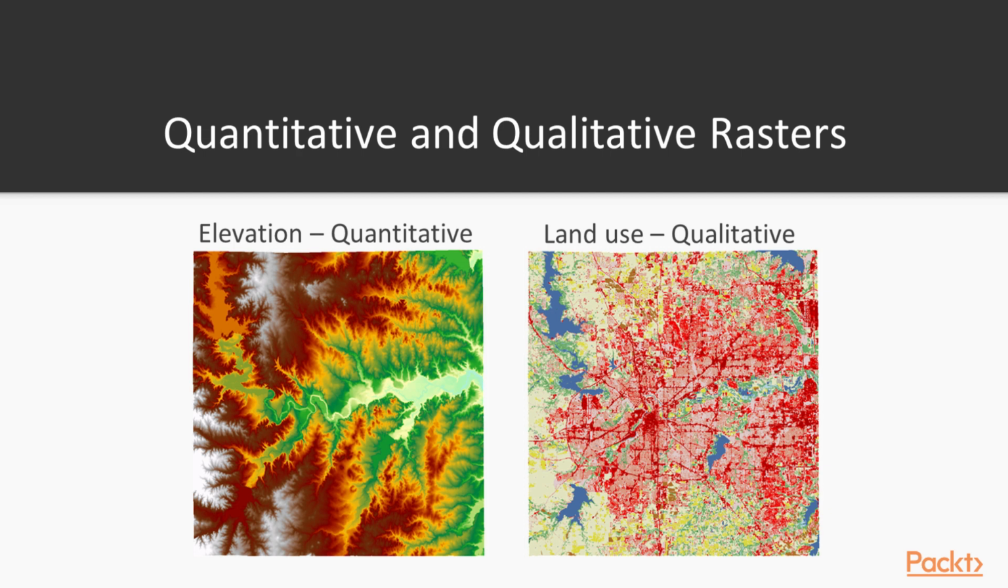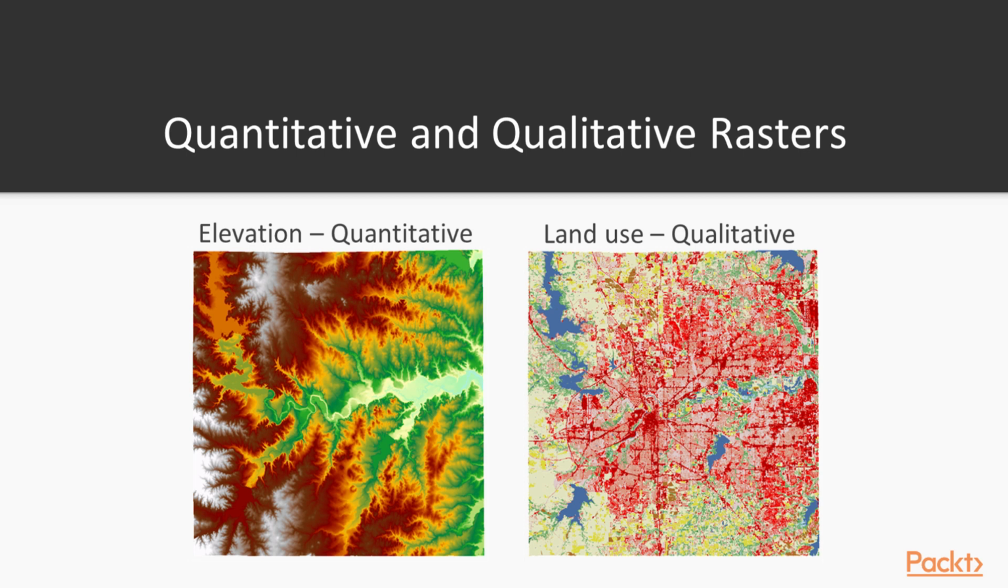Raster data can be characterized as either quantitative or qualitative. A quantitative raster might be well exemplified by elevation data, in which each grid cell represents some measured or estimated elevation value relative to some sort of vertical datum, for example, mean sea level. And so the elevation raster on the left-hand side shows quantitative variations in the elevation of the landscape, here around Tarrant County in Texas.